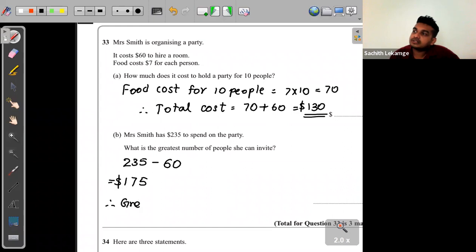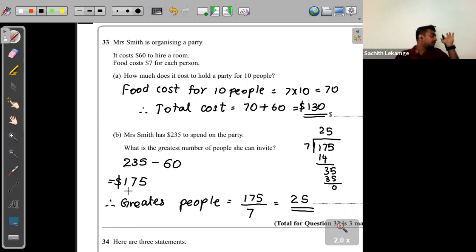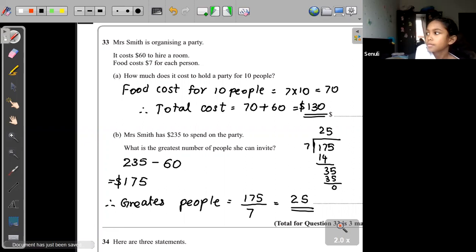Therefore, the greatest number: one person, 7. Seven into 40, 3 people. Got it? If this is not clear, tell me. Online students, any question?